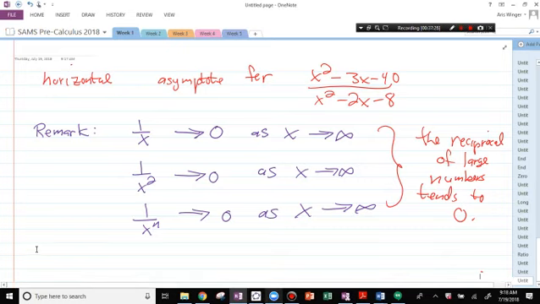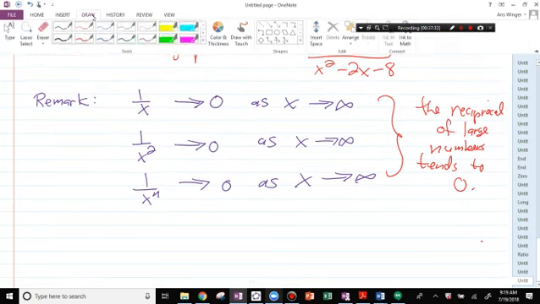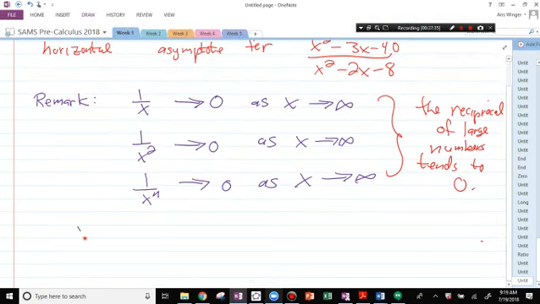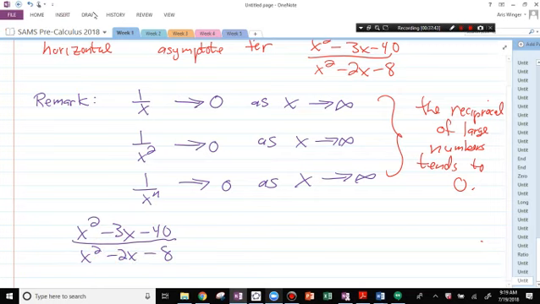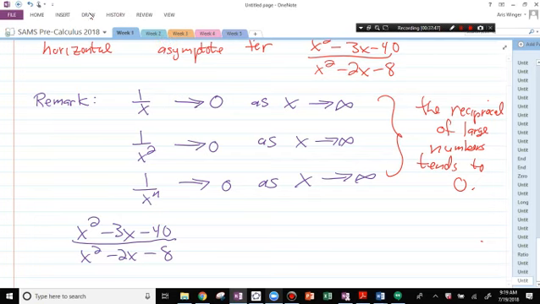Okay. Here's the reasoning. I've got x squared minus 3x minus 40 all over x squared minus 2x minus 8. And now I'm going to do something to this. Some math magic is going to come in, and I don't know why I keep picking that green. I never like it. So then I'm going to divide the numerator and denominator by x squared.